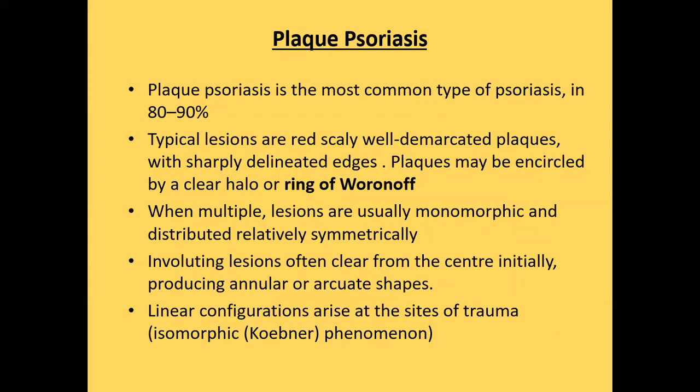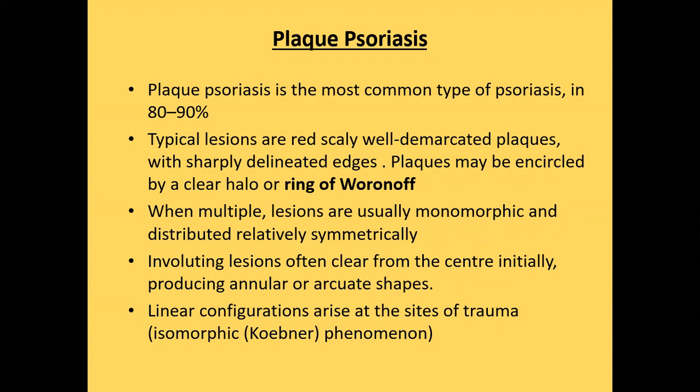Plaque psoriasis. Plaque psoriasis is the most common form of psoriasis, which contributes to 80 to 90% of the cases of psoriasis. This variety is also called psoriasis vulgaris or the common psoriasis. The typical lesions are red, scaly, well-demarcated plaques with sharply delineated edges. Plaques may be encircled by a clear halo, which is called the ring of Voronov.